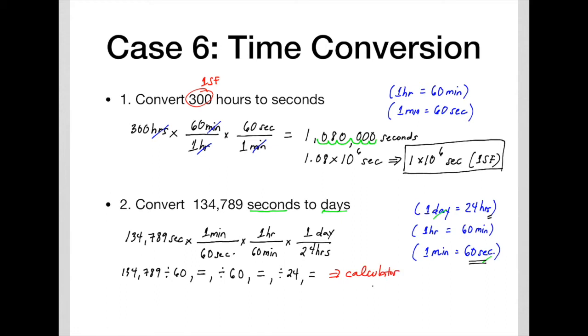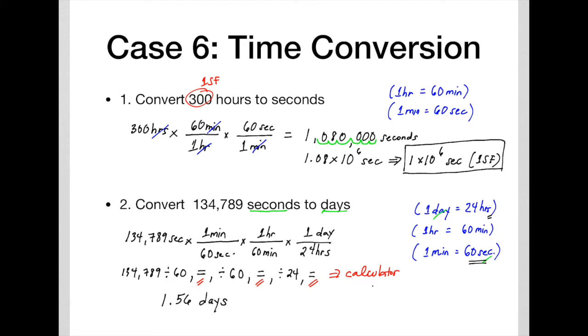That's the proper way, because if you do it like 134,789 divided by 60 divided by 60 divided by 24 in one go, then that will be wrong. You must first press equals after every calculation. So our answer here is 1.56 days.